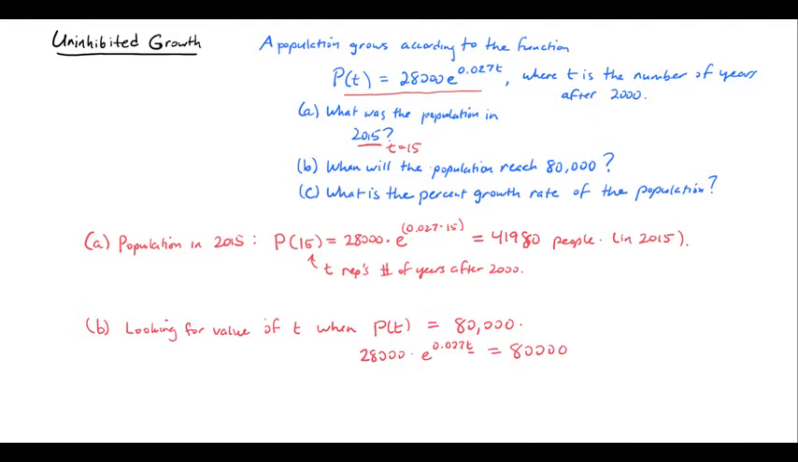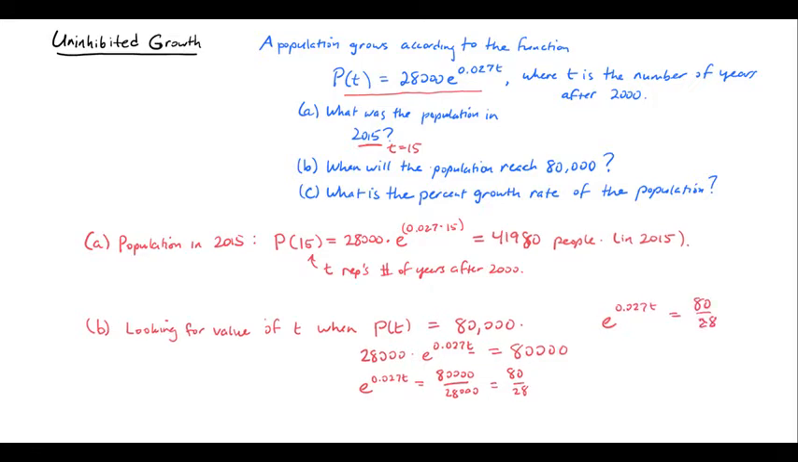So to do this, we're going to divide both sides by 28,000, and get e to the 0.027t equals 80,000 over 28,000. And really, each of those contains a factor of 1,000, so I could just reduce this to 80 over 28. Okay, so I have e to the 0.027t equals 80 over 28.